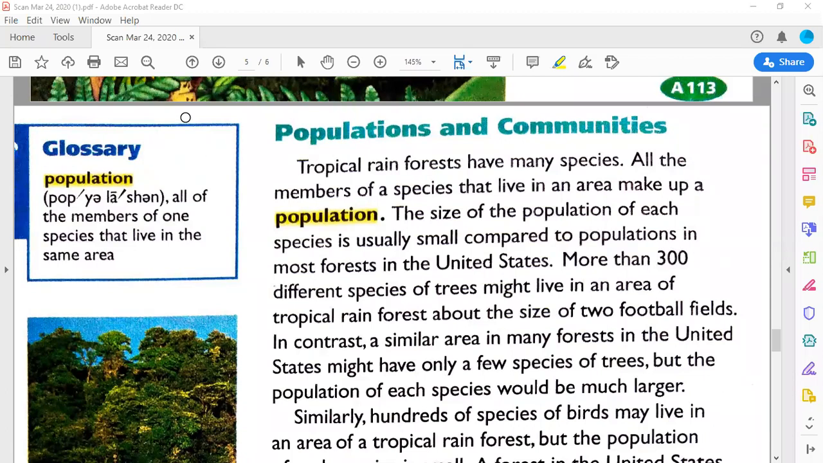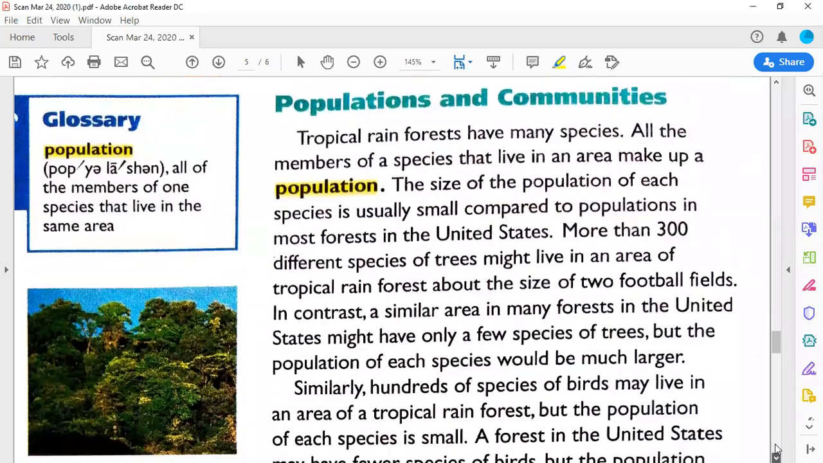Tropical rainforests have many species. All the members of a species that live in an area make up a population. The size of the population of each species is usually small compared to populations in most forests in the United States. More than 300 different species of trees might live in an area of a tropical rainforest about the size of two football fields.